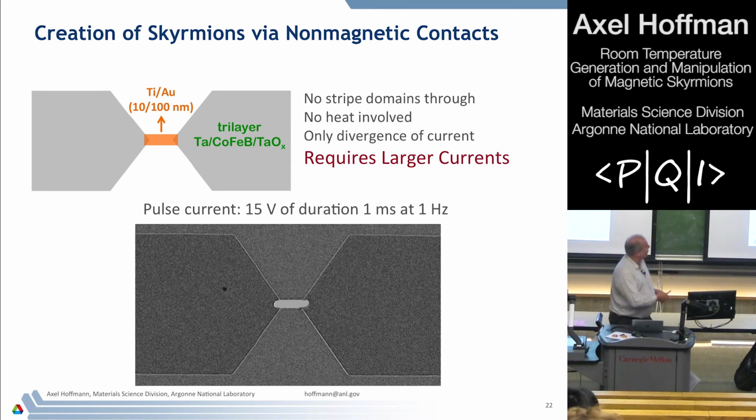So what we did is we took the same kind of structure where we have the tantalum, cobalt, iron boron, tantalum oxide, but removed now the center bridge and replaced it with a conducting gold bridge. Now, when we do this, we don't pass a magnetic domain structure from one side to the other. It's only a current and a large divergent current here. And lo and behold, we still see skyrmions being generated. Now, the currents are larger, so we pulse them. So there's individual current pulses, but essentially with almost all of the current pulses, we do generate new skyrmions out of nothing, essentially.